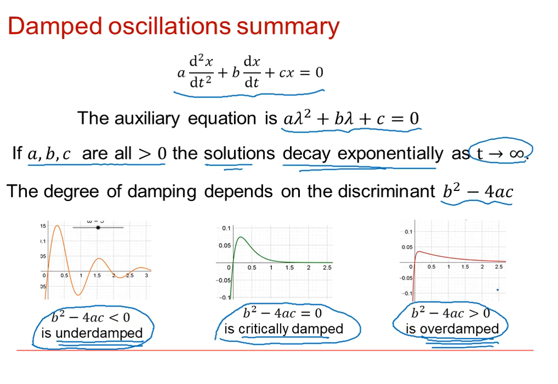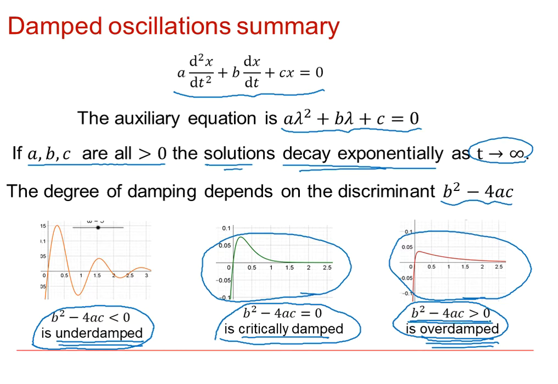The other thing to notice is that graphically, it's quite difficult to tell the difference between an overdamped system and a critically damped system. They look very similar, although we know that if it's overdamped, the discriminant will be positive, so algebraically we know whether it's overdamped, and critical damping is when the discriminant is 0.